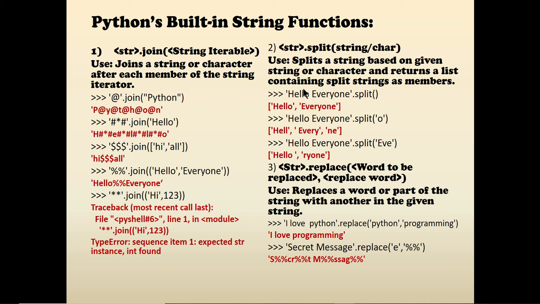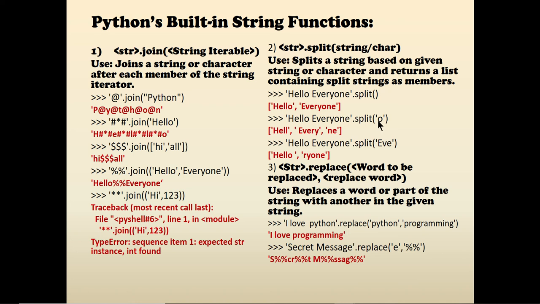So here it will give you hello everyone. It will split the string using a space. Here there is a space. Before the space it will be considered as the first member, and after the space it will be considered as the second member. So the result is a list, it returns a list. Do you understand? The list is hello as the first member, and everyone is the second member of the list.